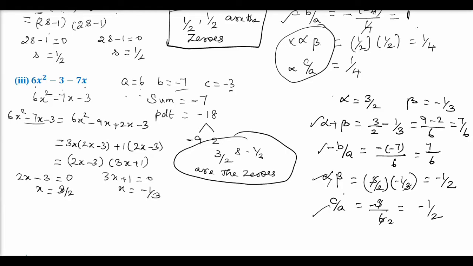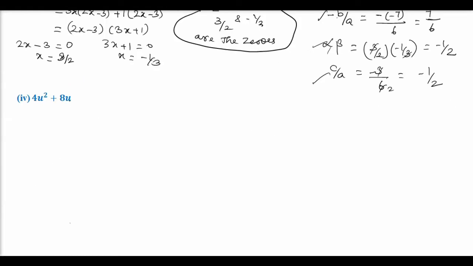So thus we have verified. The next subdivision is 4u square plus 8u. So here you have a equal 4, b equal 8 and c equal 0. So in this case you don't have any constant term, so we can directly group the terms. We need not go for sum and product. We can do it very easily by taking common terms outside from the two given terms, right? So you can take a 4u common outside so that I get the remaining term to be u plus 2. So now we have got the factors directly without finding the sum and product.